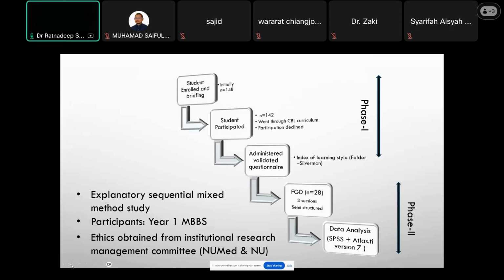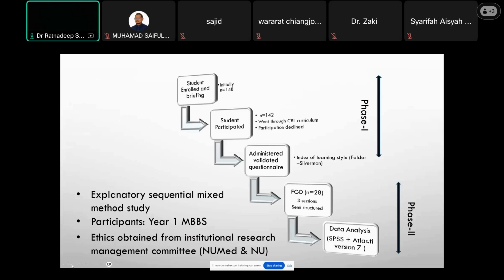So basically, we can say this happened in two phases. In phase one, after recruitment, we administered the Felder-Soloman Index of Learning Styles questionnaire, which I'll come to in a moment. And we administered that after 6 or 7 months, when they had already got used to those different modalities. And then the data were collected. So this is the quantitative data that we have collected.